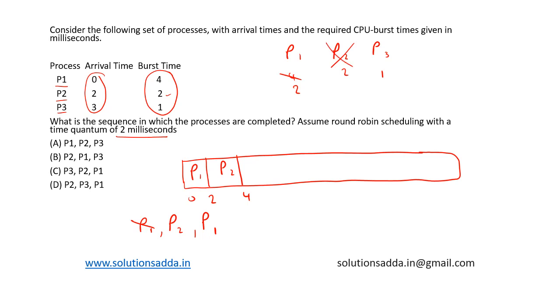Now again what happens is at time 4, arrival time of P3 is 3. Now P3 will be arriving. Now since P2 is executed, now we put P1 into the ready queue. Now P1 comes. It is executed for 2 units, so it becomes 6. Now P1 is also executed. Then P3 is executed for 1 unit, that is 7. So the order of completion is P2, P1, P3. Based on the options, option B, P2, P1, P3 is the right choice.